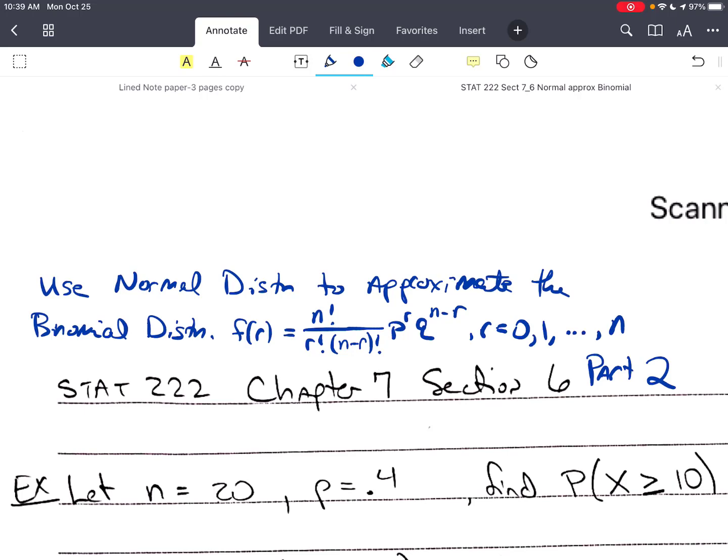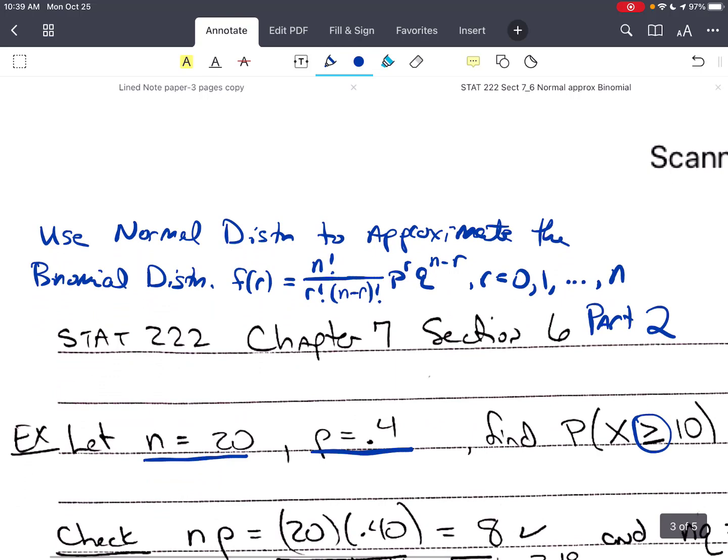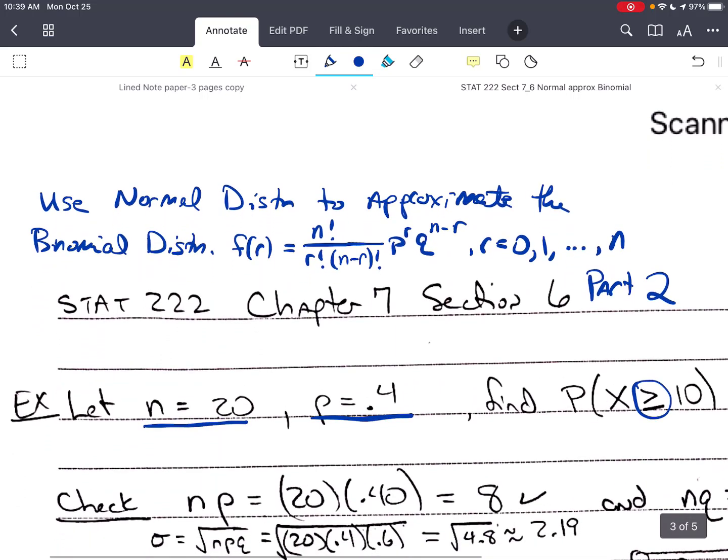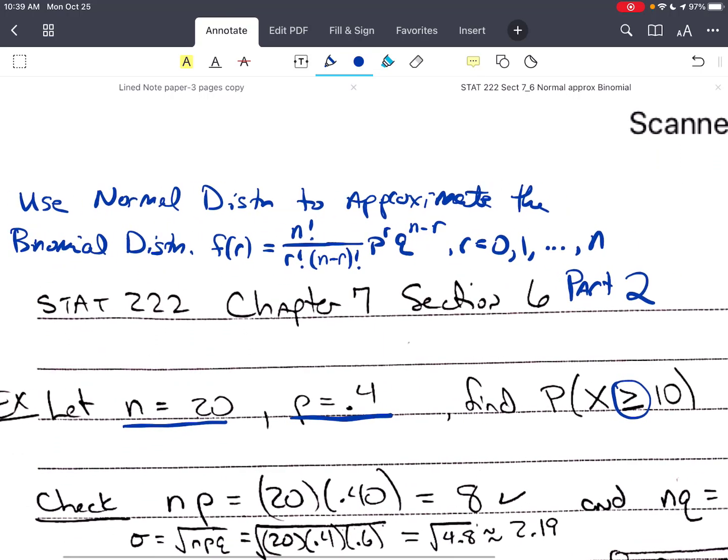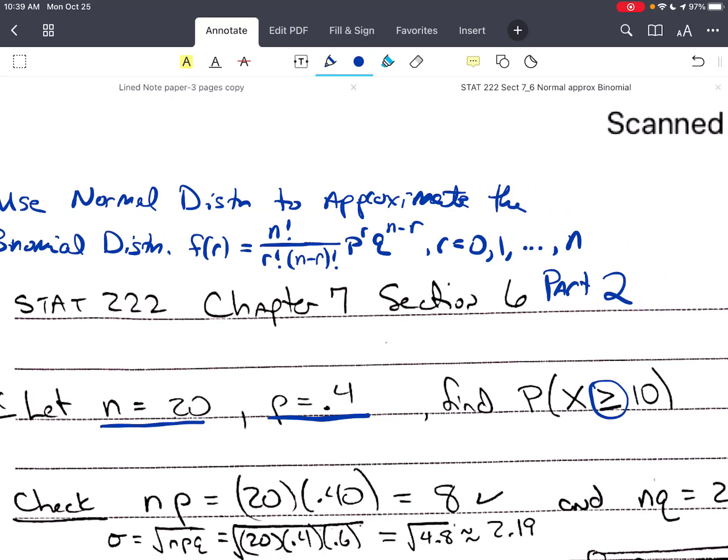So let's complete an example where n is 20 and p is 0.4, and we want to find the probability that x is greater than or equal to 10. The first thing that we need to do is check our requirements. We need n times p. We're given n and p, so that's 20 times 0.4, which is 8. That is equal to or bigger than 5, so we're fine there.